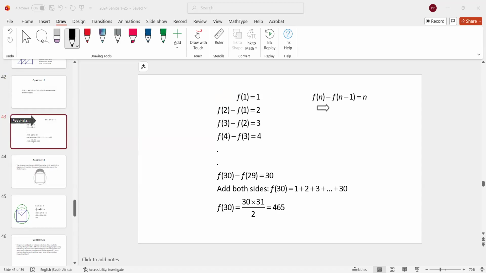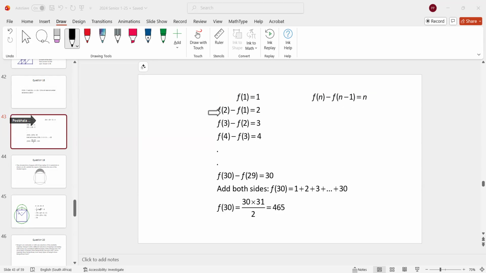F of 2, oh, so you made this f of n minus f of n minus 1 is n. I kept it as f of n equals n plus. But if you bring this to this side, then you get the difference between the values at two consecutive numbers. That should help a great deal.